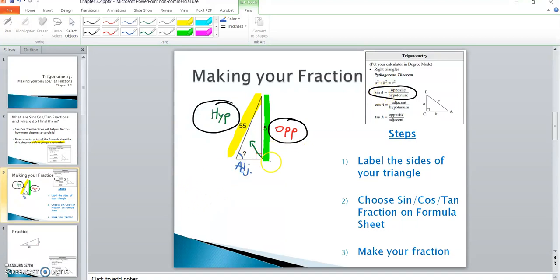So I'm going to copy out the first part, sine A. Now, when it says opposite, I'm going to write down the number on my triangle. That was the opposite side, so that is 51. And where it says the hypotenuse, I'm going to put 55. And that's all we have to do to make our fraction. Let's try another.